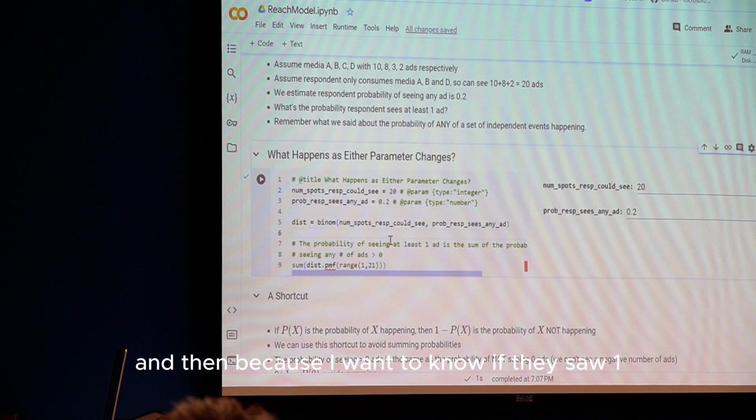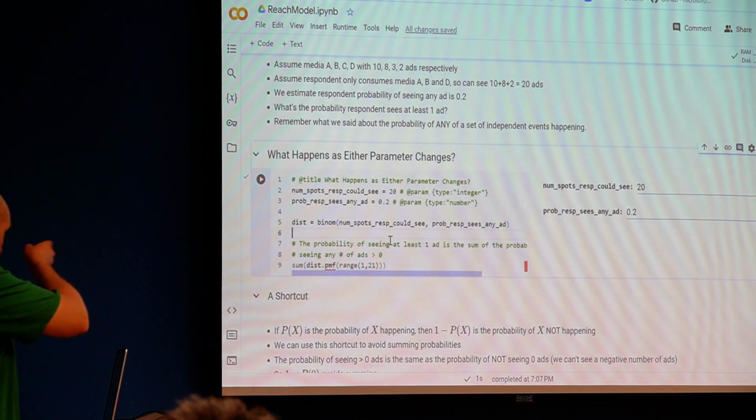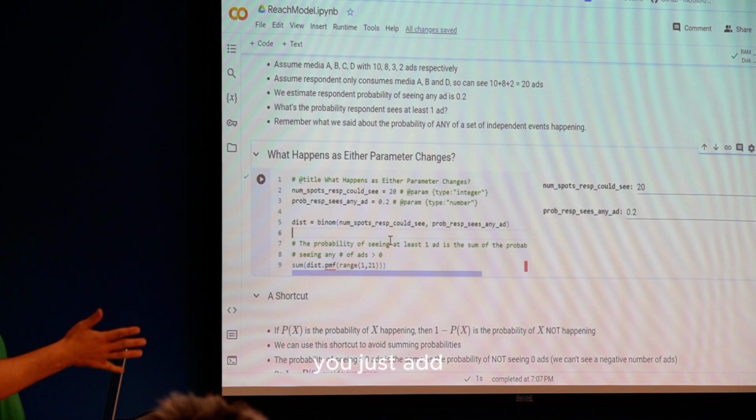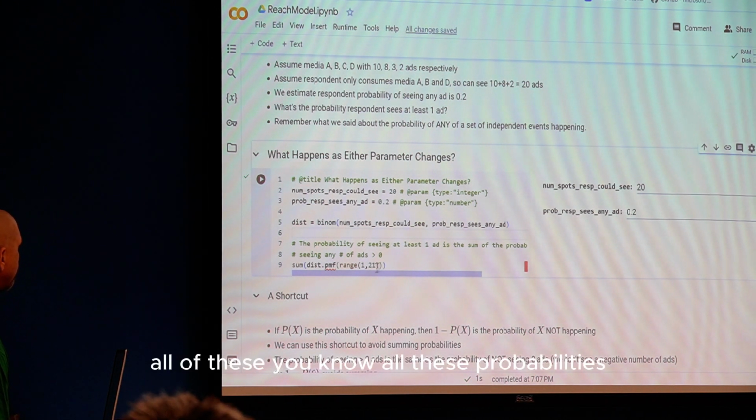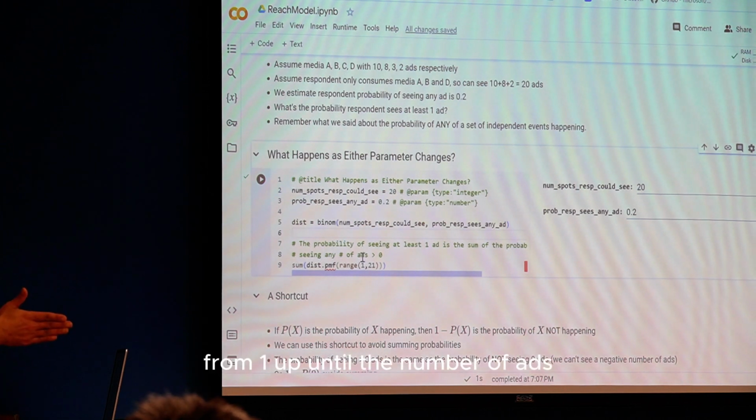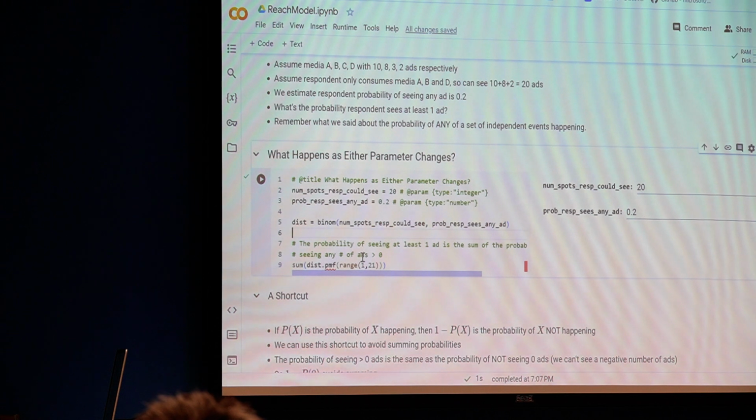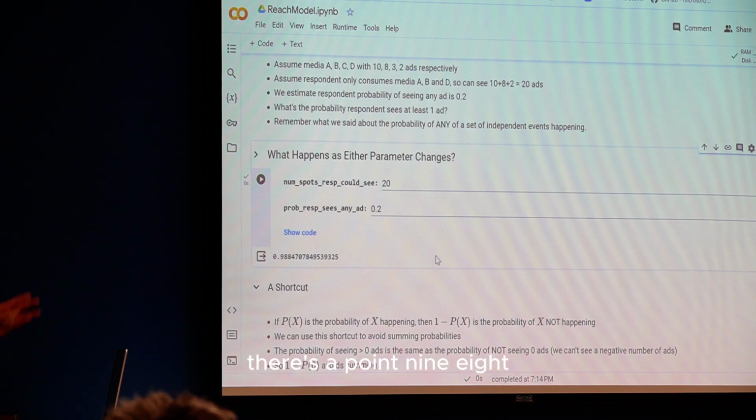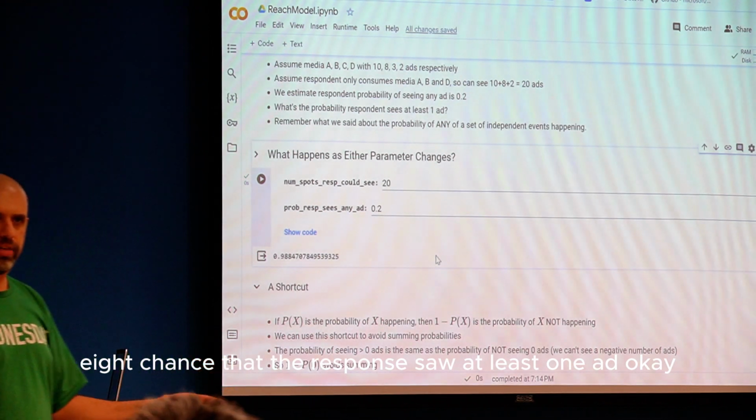And then because I want to know if they saw one ad, two ads, and so on, remember, probabilities of any of a series of mutually exclusive events happening, you just add them. And so here I'm just adding all of these probabilities from 1 up until the number of ads, but not 0, because you saw at least one ad. And so in this case, with 20 ads and a 0.2 probability, there's a 0.988 chance that the respondent saw at least one ad.